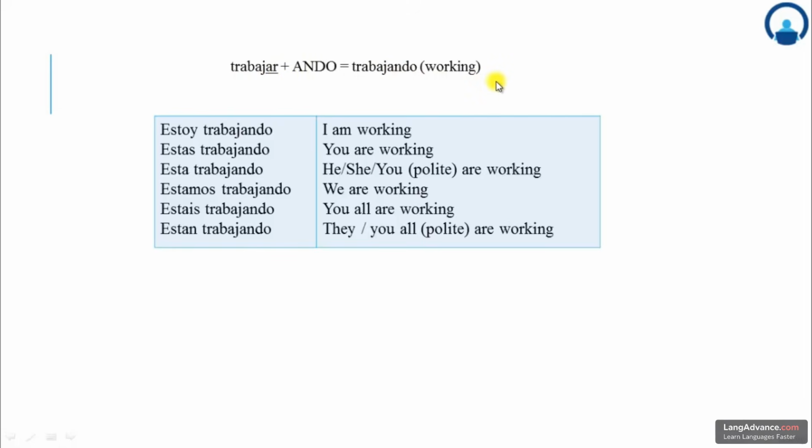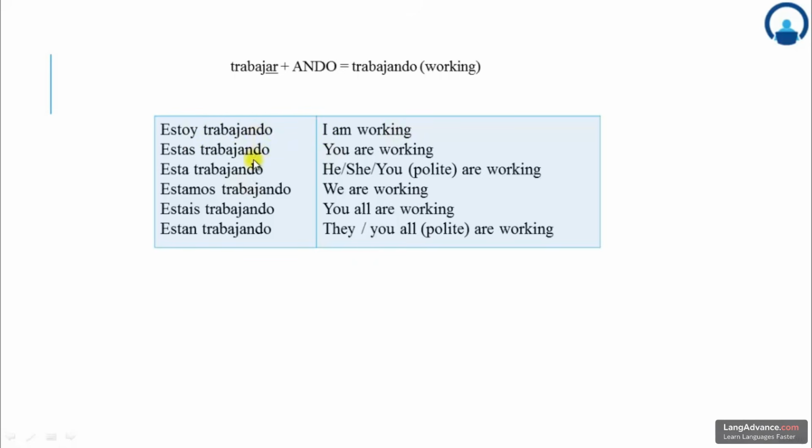And to make it present continuous, I have to combine it with the estar conjugations. This we have already learnt before, the estar conjugations. So what we'll do is just add the estar conjugation, combine it with the ing part, that is the present participle of the AR verb, and thus you get the present continuous tense. For example, the first conjugation of estar is estoy. I have combined it with trabajando and I get I am working.